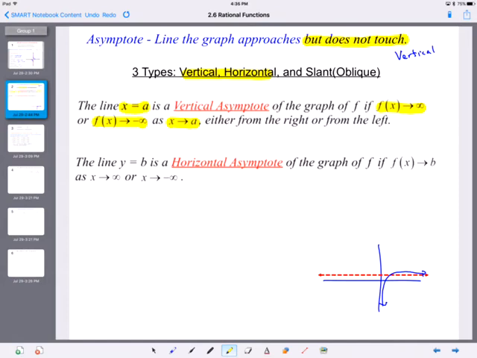Horizontal asymptote, kind of the same idea, but as x approaches infinity, or x approaches negative infinity, now the y value approaches some value b. Once again, kind of the same idea. It's just depending on if you're doing vertical, you're looking at as y approaches infinity and negative infinity. If you're doing horizontal, you're asking yourself as x approaches infinity and negative infinity, what value is it getting closer and closer and closer to?